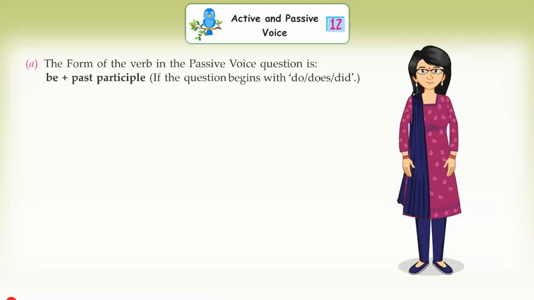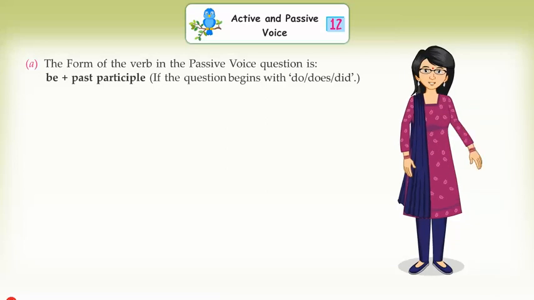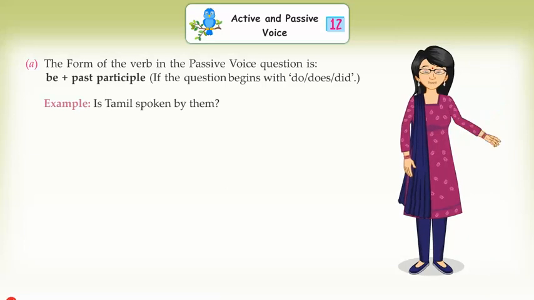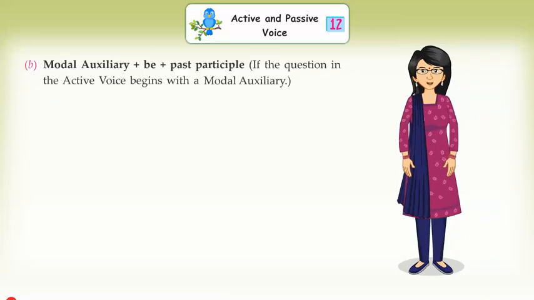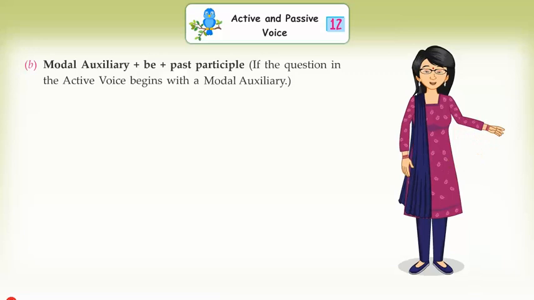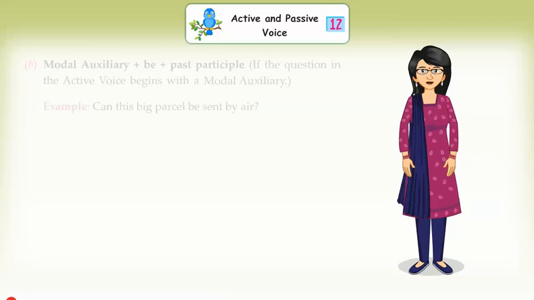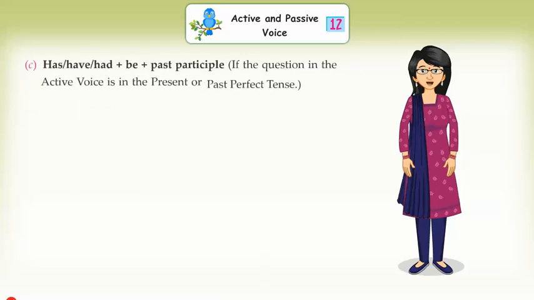A. The form of the verb in the passive voice question is be plus past participle if the question begins with do, does, did. Example: is Tamil spoken by them? B. Modal auxiliary plus be plus past participle if the question in the active voice begins with a modal auxiliary. Example: can this big parcel be sent by air? C. Has, have, had plus be plus past participle if the question in the active voice is in the present or past perfect tense. Example: have you been invited by them?